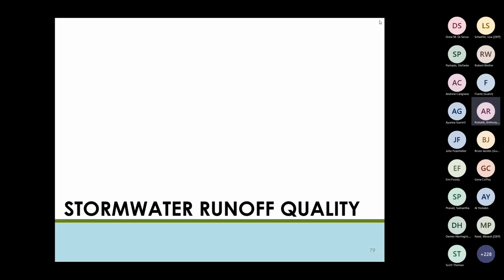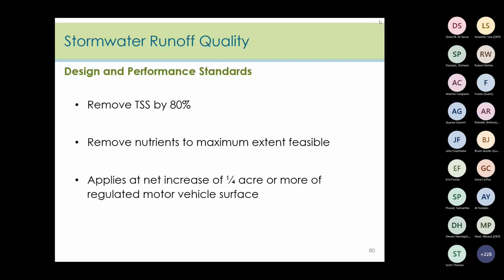The next section the reviewer should check is stormwater runoff quality. The stormwater runoff quality requirements are shown here. For new development, the proposed design must remove 80% of total suspended solids from stormwater runoff generated from the water quality design storm from the net increase in motor vehicle surface. And although there is no numerical target, the reviewer must ensure the design removes nutrients to the maximum extent feasible.